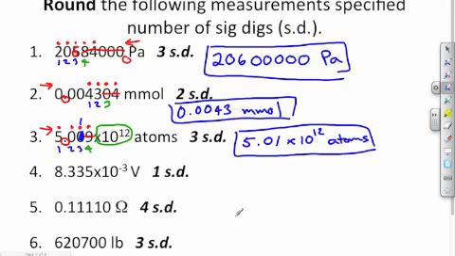Okay, I'm going to do one more. I'm going to do this number, 5,0.11110 ohms, and we're to round that measurement to 4 significant digits. I see right off the bat that there is a decimal in this number. Decimal is present. I start on the Pacific side. I move to the right and find the first non-zero digit. That and every other digit that follows is significant.